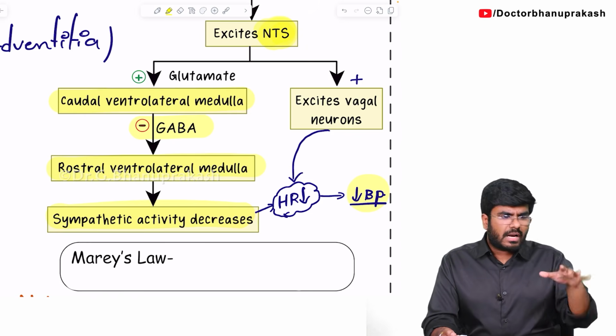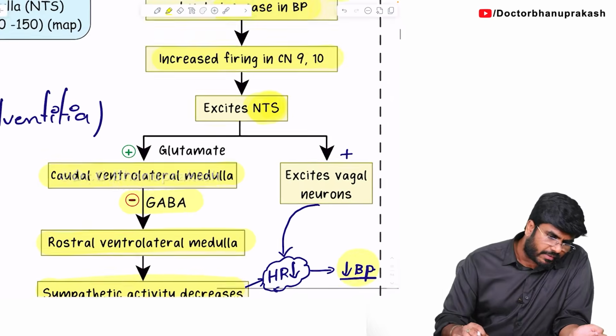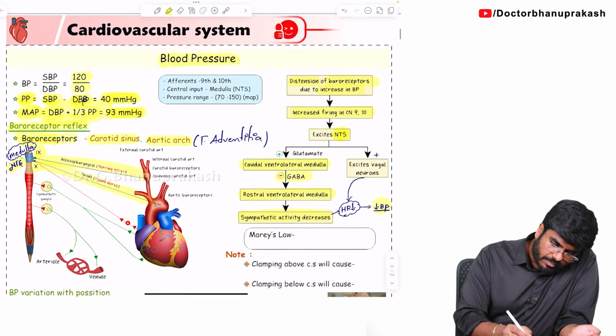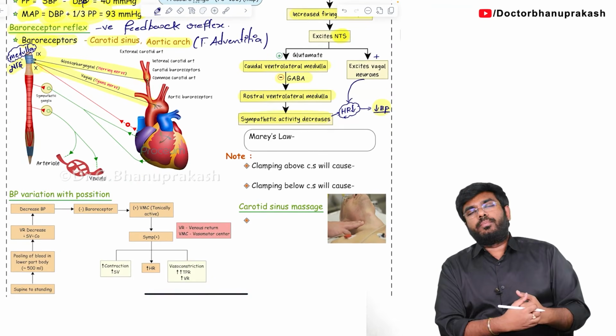Okay, so baroreceptors are always trying to decrease your heart rate and decrease the BP, coming back to normal. So always remember, very important point: this baroreceptor reflex is an example of negative feedback reflex. Okay, it's an example of what? Negative feedback reflex. So, what is Marey's law?